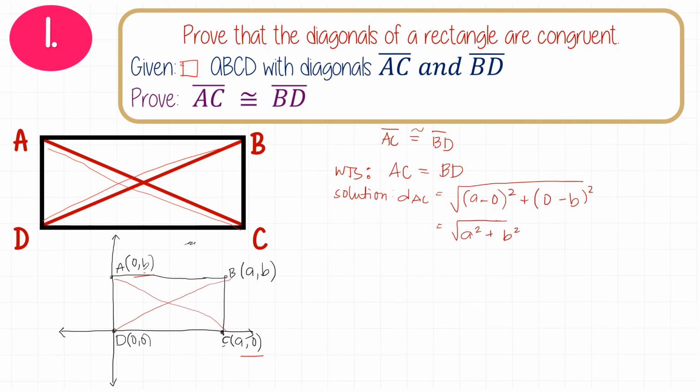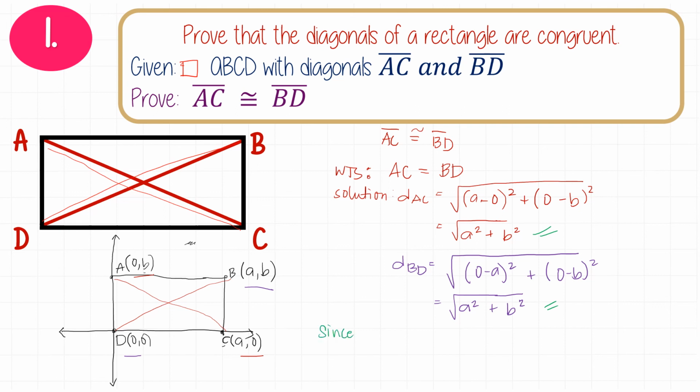Now, let us find the distance between B to D. And this time, ito naman tayo. Yan. So, we have 0 minus A squared plus 0 minus B squared. We have negative A squared, so that is the same as A squared, plus 0 minus B is negative B, and then squared is the same as B squared. Now, observe that, yan o, parehas. So, hindi pa tayo tapos. We have to conclude.